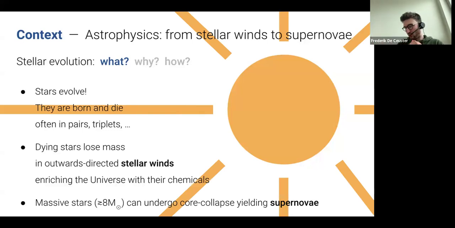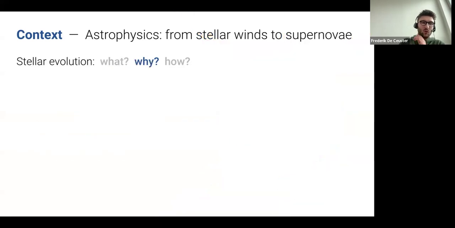Because it is such a violent process and difficult to model, I will in this talk mostly focus on the lower mass stars and these nice stellar winds, because they give you nice images and they're slightly easier to work with, and give these nice examples that I can show you later on. Cool. But why are we interested in stellar evolution?